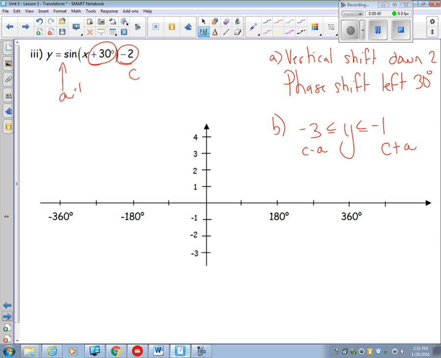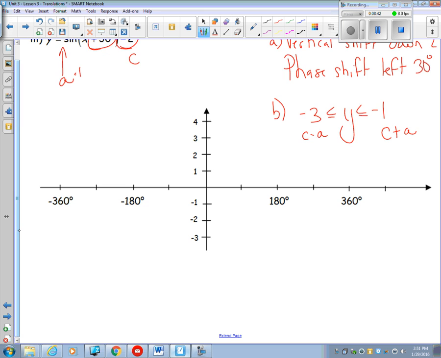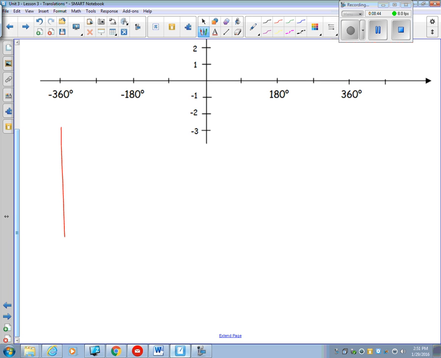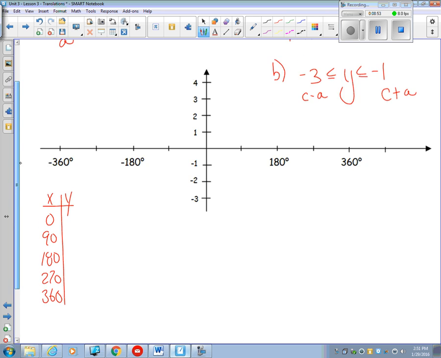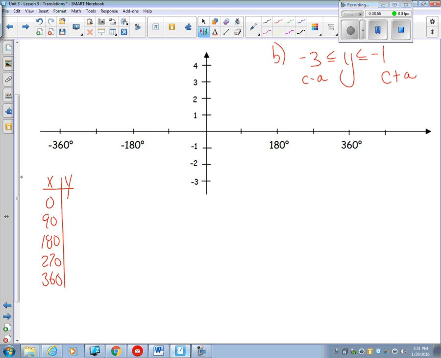Okay, I got 2 transformations. It's starting to get a little trickier. Here's where those tables come in handy. Okay, make our table. And it doesn't take long to make a table. It takes us, what, 10 seconds. 90, 180, 270, 360. Okay, what kind of curve are we talking about? It's a sine curve. So write down the word sine. Sine starts 0.